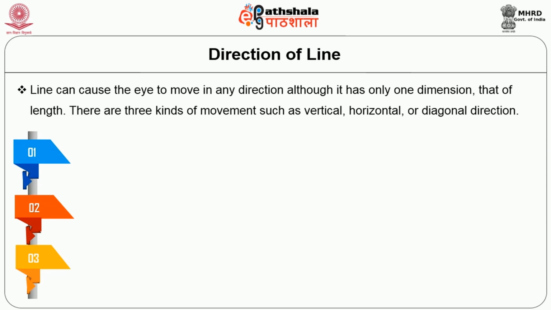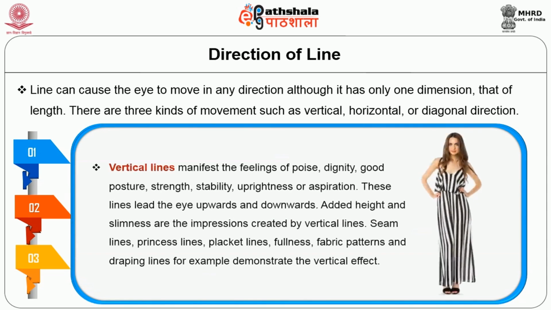Directions of line. Line can cause the eye to move in any direction, although it has only one dimension, that of length. There are three kinds of movement: vertical, horizontal or diagonal direction. When we look into the vertical lines, these lines manifest the feelings of poise, dignity, good posture, strength, stability, uprightness or aspiration. These lines lead the eye upwards and downwards. Added height and slimness are the impressions created by vertical lines. Seam lines, princess lines, placket lines, fullness, fabric patterns and draping lines, for example, demonstrate the vertical effect.